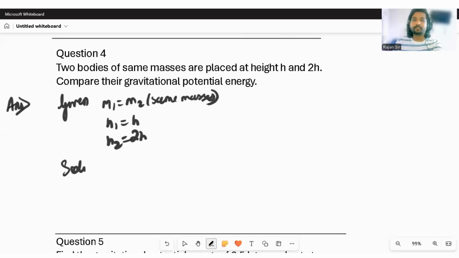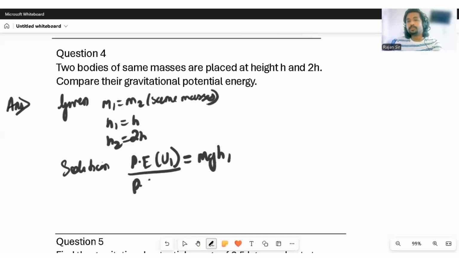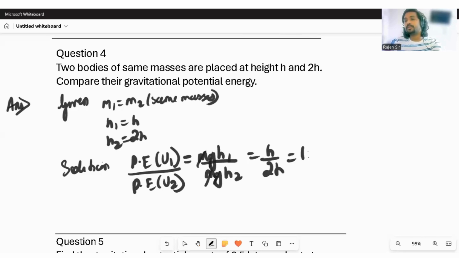Solution. So let's understand we have potential energy. Potential energy, that is U1, is taken as mgh1, upon potential energy, that is U2, that is taken as mgh2. Now, since M and M are same, we have h upon 2h, hence it is 1:2. So that's your answer. U1 is to U2 is equal to 1:2.